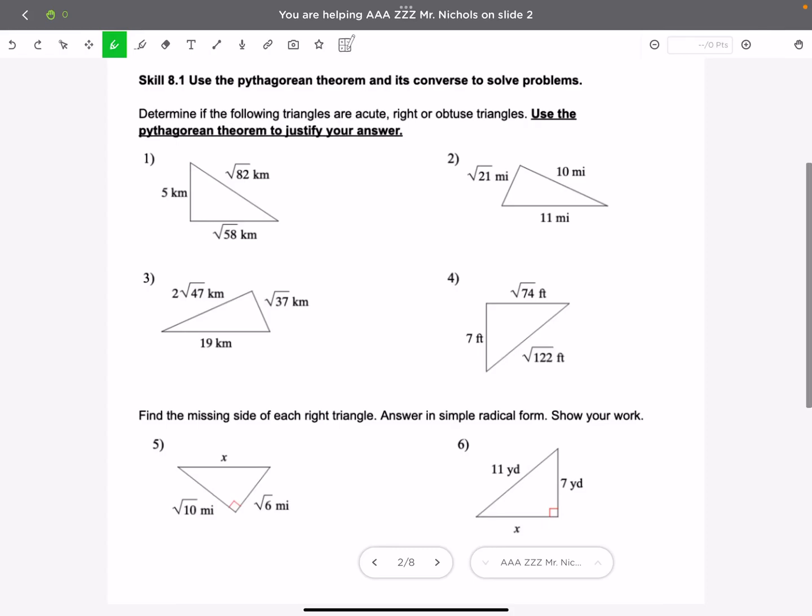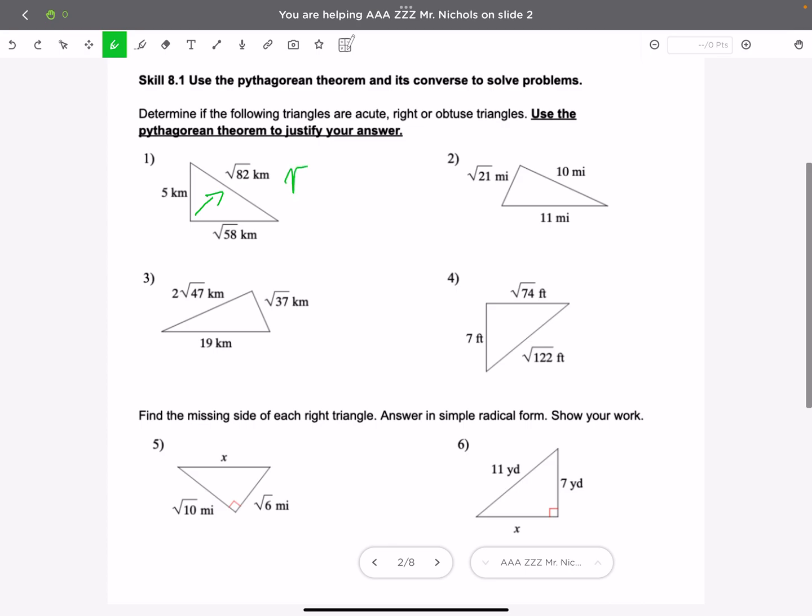All right, so for skill 8.1, for each of these, determine if the following triangles are acute, right, or obtuse. Use the Pythagorean theorem to justify your answer. So what we're going to do is use the Pythagorean theorem, and the key is looking at our c squared. We can tell the c squared because it is the longest side, and it's opposite the angle that looks like our right angle. So in this case, it's 82.